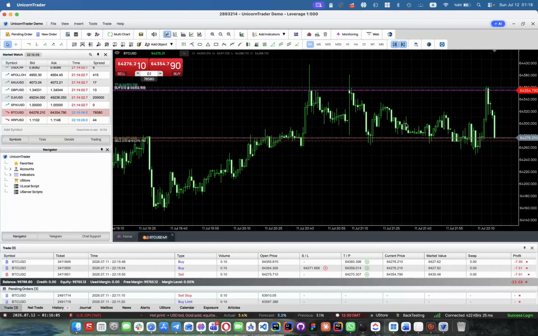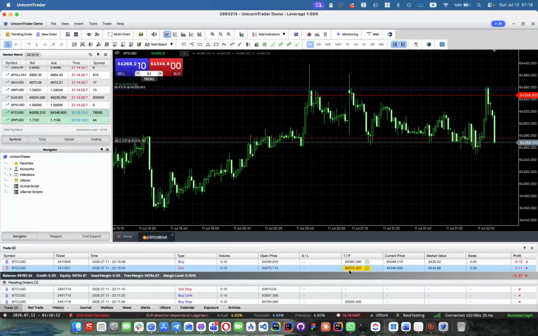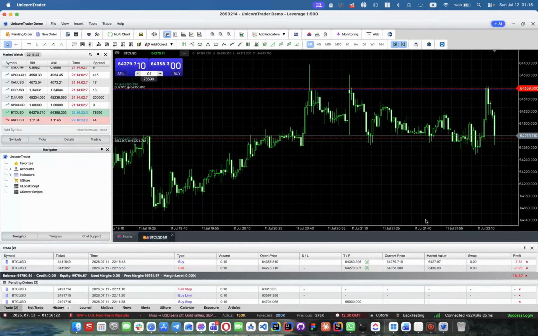Okay, as you can see here, if the price touches the stop loss, well, it turns red if it's a loss and green if it's a profit. Right now, the profit status is yellow, which means the price is close to it, meaning the stop loss is about to be touched. I mean, the take profit is about to be touched. Now, why don't we also take a look at the detailed history section?